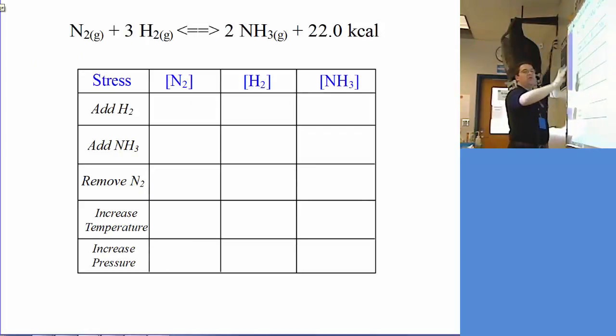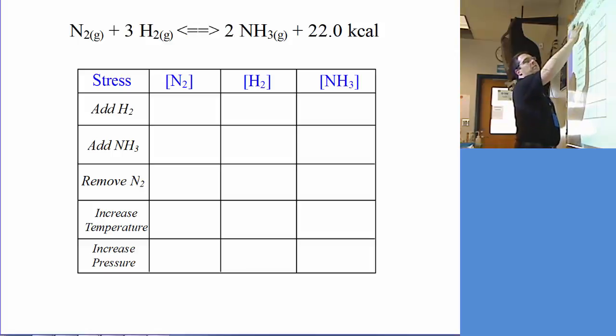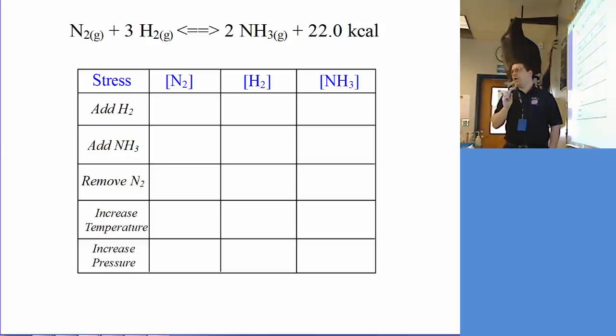So we're going to take a look at some examples here. Now, this is an abbreviation of what you have on your worksheet there. And we're really just going to focus on what is happening with the 3 species that are involved, the nitrogen, the hydrogen, and the ammonia, in terms of when the system is stressed, how is it going to respond to that? All right, so first off, just looking at the equation itself, do we have an endothermic or an exothermic reaction?